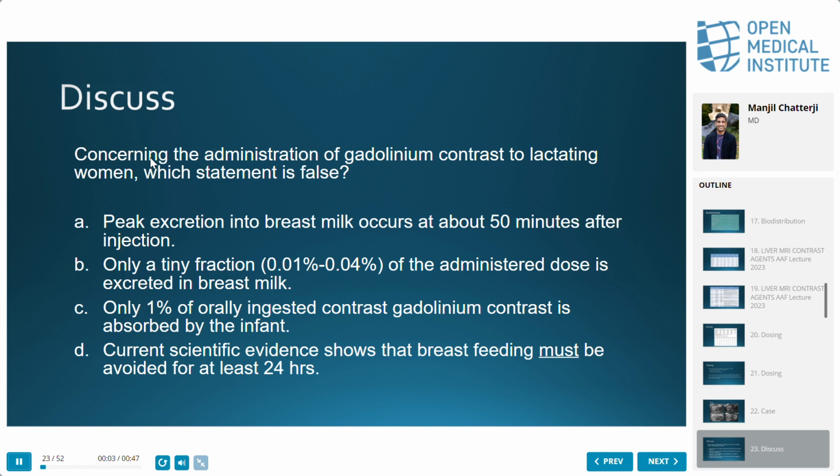So let's do a little discussion here. Concerning the administration of gadolinium contrast to lactating women, which of the following statements is false? Which one's false? Not true. Peak excretion into breast milk occurs at about 50 minutes after injection. True or false?